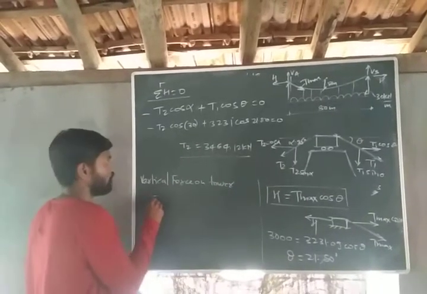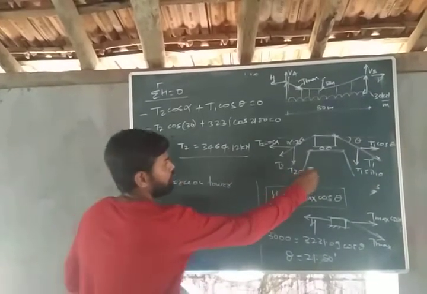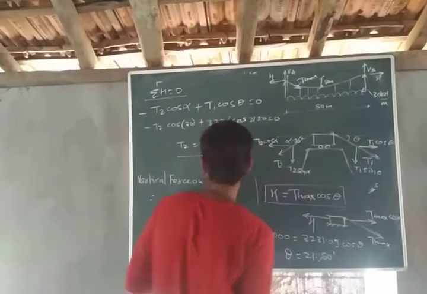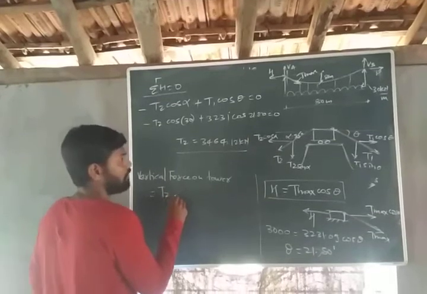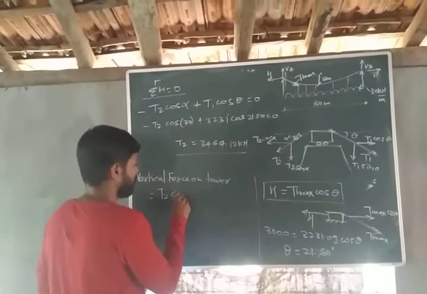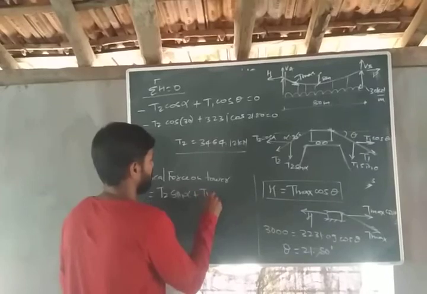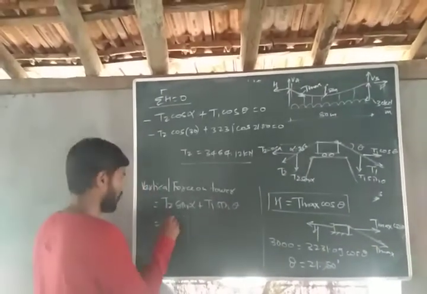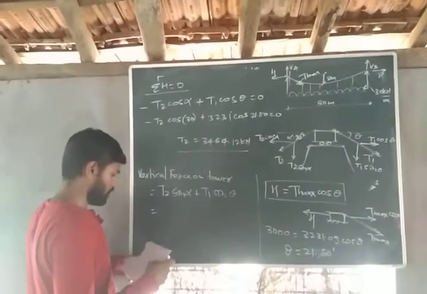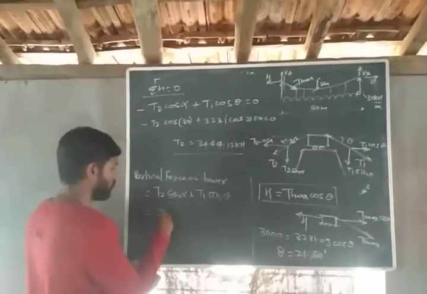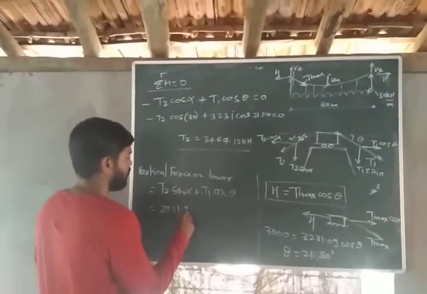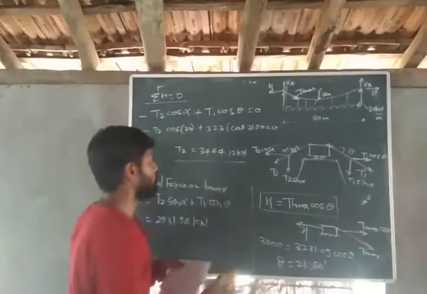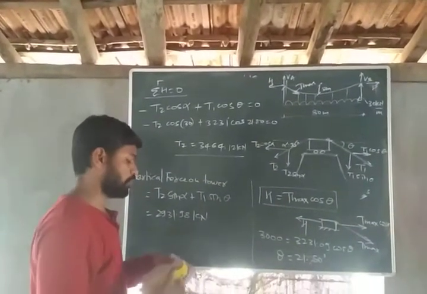Now for vertical force on tower, वर्टिकल कंपोनेंट ची जी बेरीज आहे ती म्हणजे तुमचा वर्टिकल फोर्स ऑन टॉवर आहे. म्हणजे T2 sin alpha plus T1 sin theta. If you substitute all the values over here, you will get the vertical force in tower is equal to 2931.98 kilonewton. Okay, so this is the case of a saddle when roller support is there.